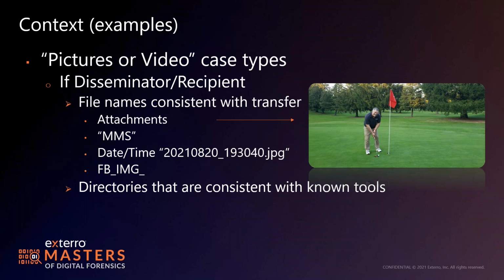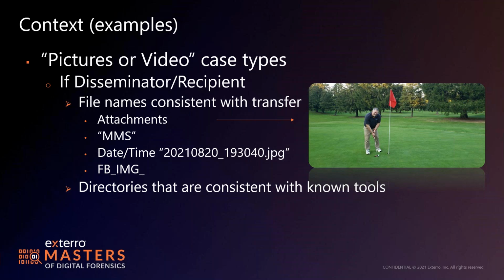All right, if we're dealing with a disseminator or a recipient, you may very well find names consistent with the transfer. If you're looking at the right, that is a screen capture of my first birdie putt of the summer. And if you've ever gone golfing with me, it may very well be my last birdie putt of the summer. But the arrow there will show you that that file is named 2021-0820-193040, which is a date time stamp, right? But it didn't originate from my camera. My camera doesn't create that file naming convention. It's indicative of a transfer via data.